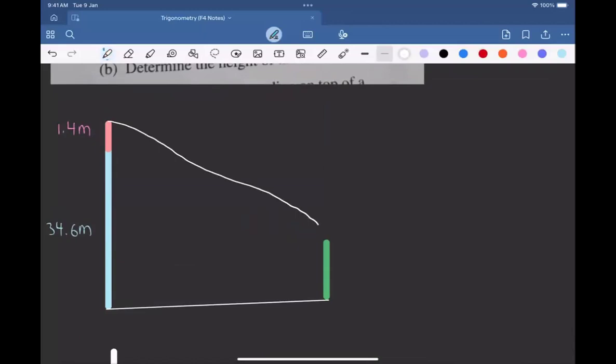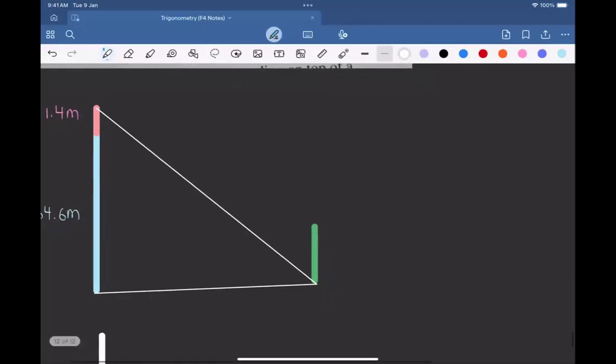So would I draw it like this or like this? Is she looking at the top of the tree or the bottom of the tree? No, the bottom of the tree, so like that. Right, that makes sense. And you see, that was the first part of your diagram. That's the first diagram.